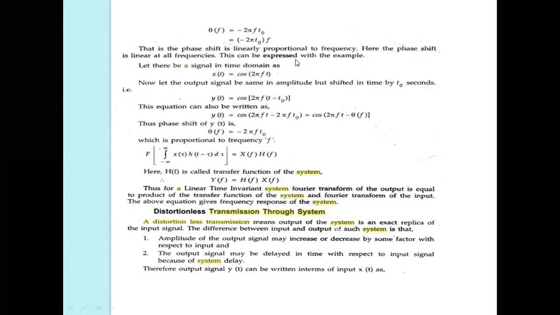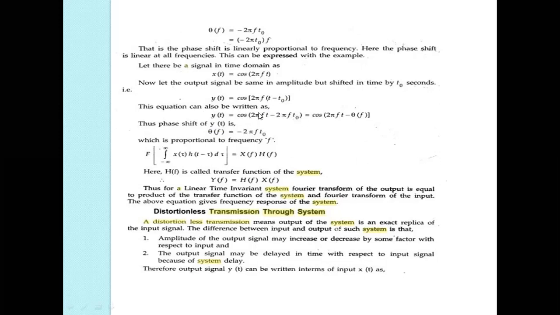This can be explained with the example of x of t equal to cos 2 pi f into t. Now let the output signal be the same in amplitude but shifted in time by t naught seconds. Y of t is equal to cos 2 pi f into t minus t naught. This equation can also be written as y of t is equal to cos of 2 pi f into t minus 2 pi f into t naught.